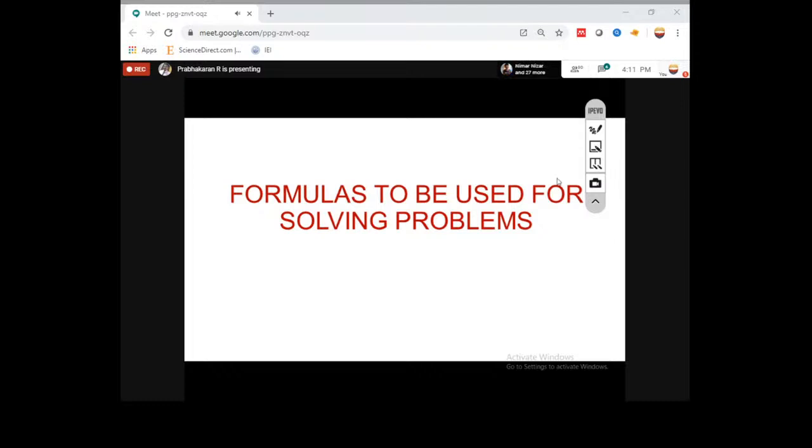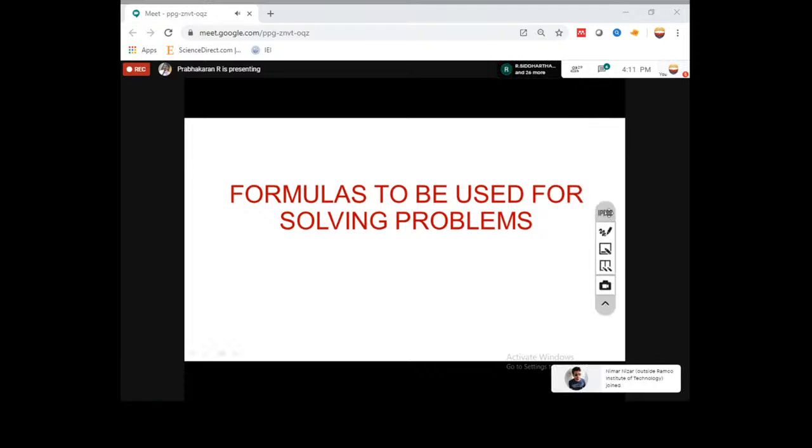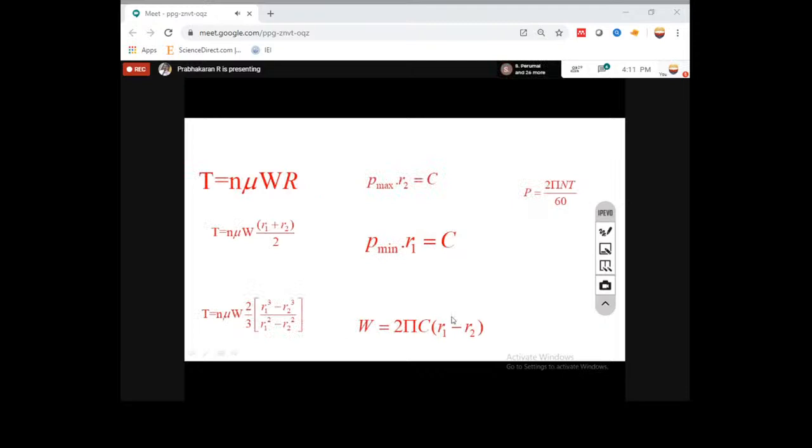I'm sharing my knowledge from the technical, Anna University point of view as well as for GATE aspirants. In the GATE exam, you don't need to remember the derivation, you should remember the formula. Then only can you reduce your time and solve your problem effectively. So I'm going to give some formulas that are very useful for solving the problems.